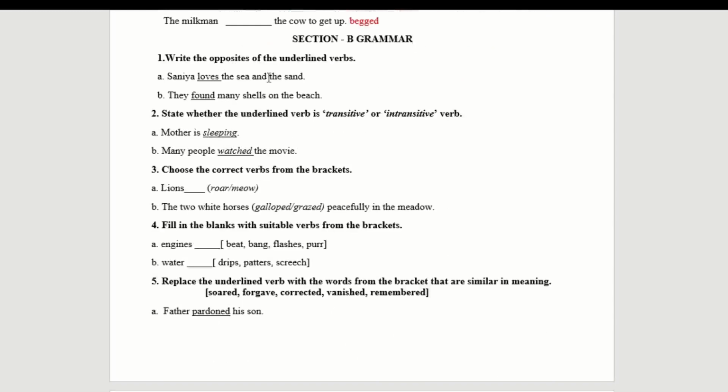Write the opposites of the underlined verbs. Here you're supposed to write the opposites of the underlined words. Sania loves the sea and the sand. Here the underlined word is loves. What will be the opposite of loves? Yes, it is hates. H-A-T-E-S. Hates.